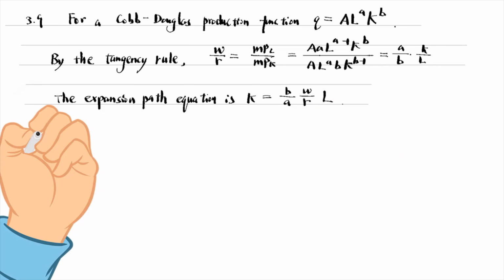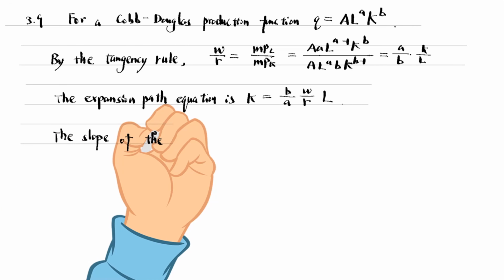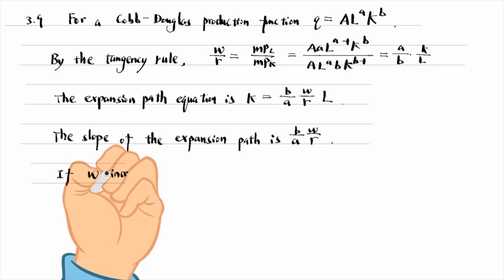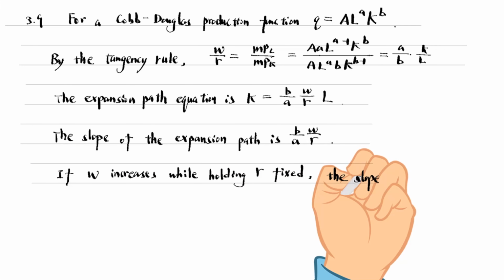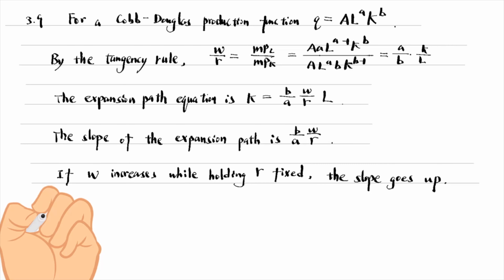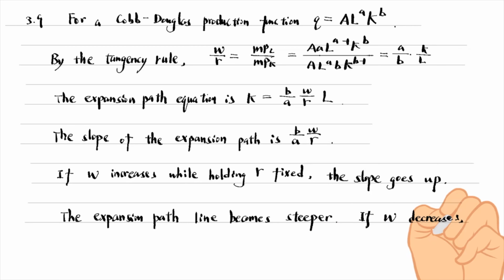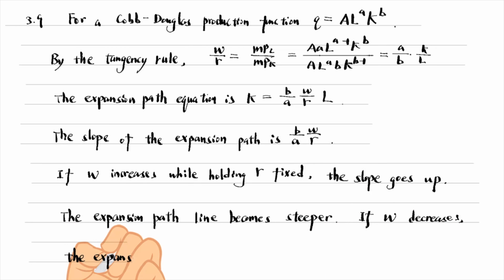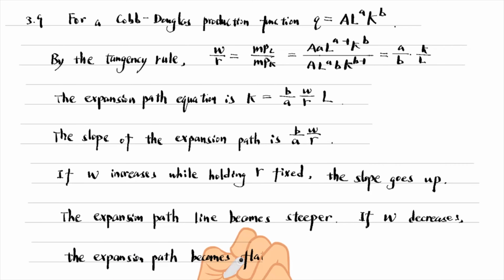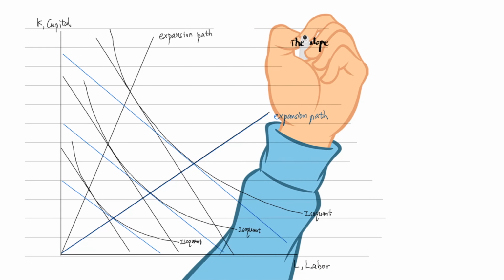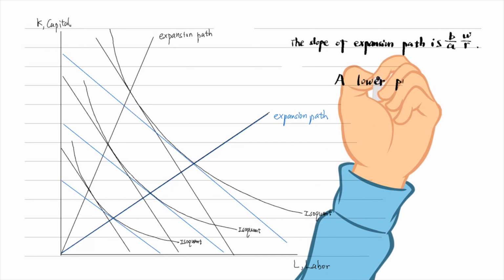The slope of the expansion path is B over A times W over R. If the wage rate increases while holding the rental rate of capital fixed, the slope goes up. The expansion path becomes steeper. If the wage rate decreases, the expansion path becomes flatter. We can draw a graph to show how the expansion path changes with the factor price ratio. A lower price ratio results in a flatter expansion path.